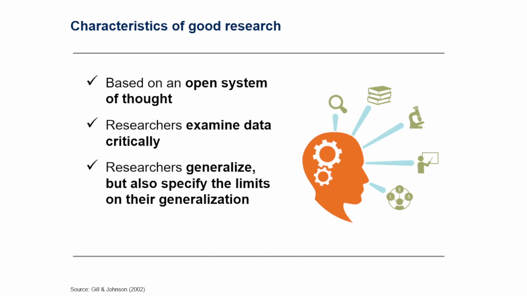Researchers need to examine data critically, need to look at a data set and then ask critical questions and try to understand reasons and rationales behind the data that they see. And finally, researchers do generalize, but they also are very aware and specify and point out the limits of their generalization. So how much they can generalize versus what the limitations of this generalization is. These are the three characteristics of good research.